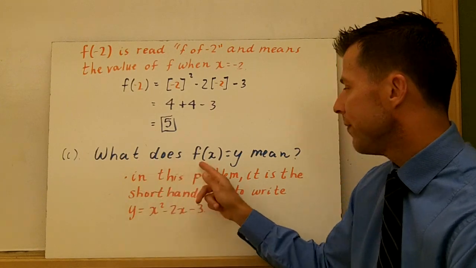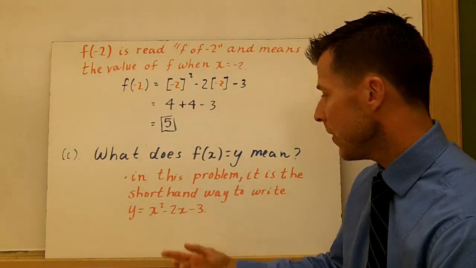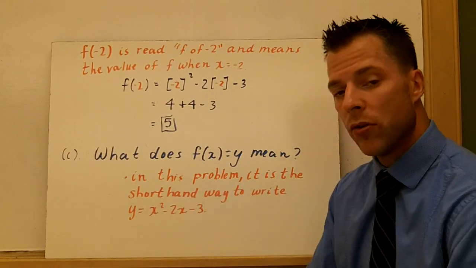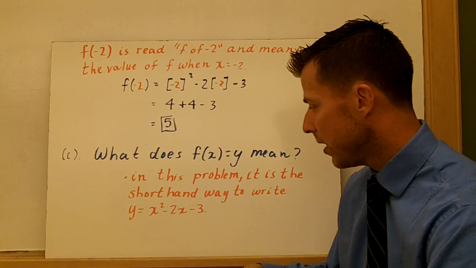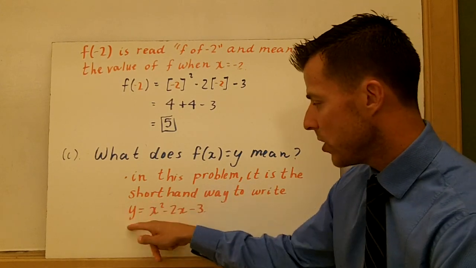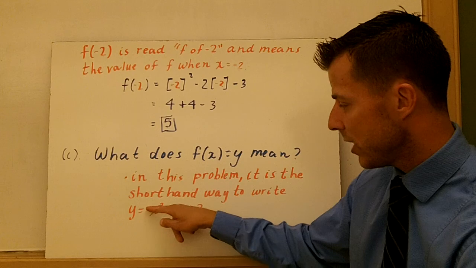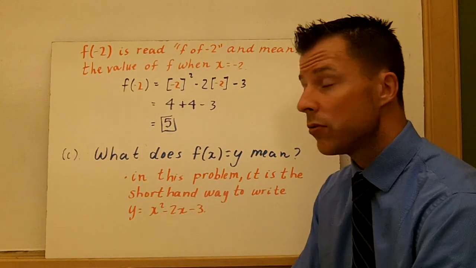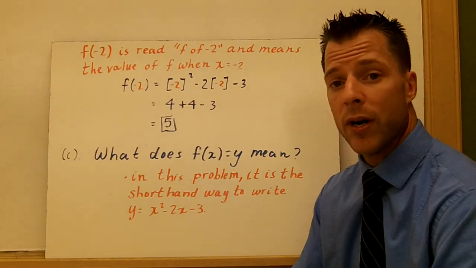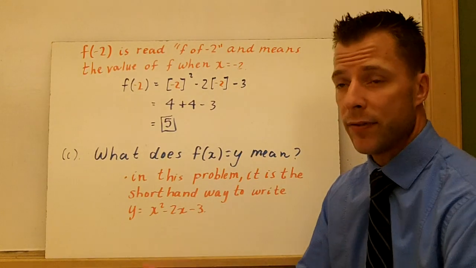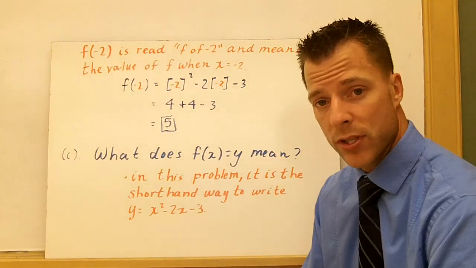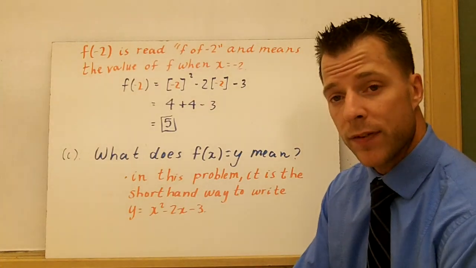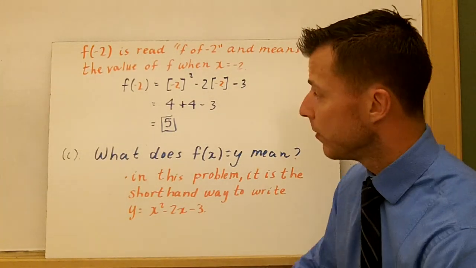So what does f of x equal y mean? Well, in this problem, it is the shorthand way to write this equation. So if I say y equals f of x, we don't have to write this big long equation. We know that f of x is actually equal to this. We said that in the beginning, in the example. So those are just a few things we can learn about what f of negative 2 and f of 5 mean. What does it mean when we plug a value into the function? You plug in x into the function, and the output is your y value.